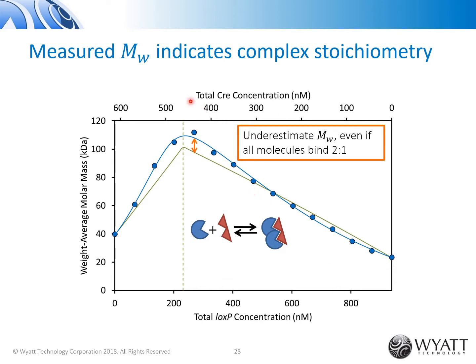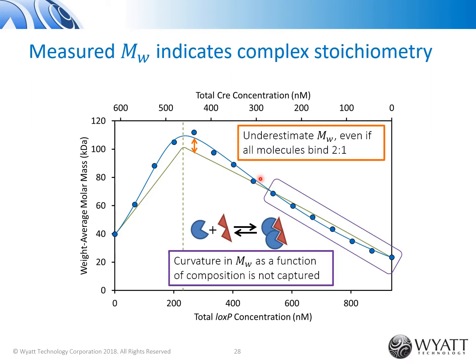So first, even assuming that all of these sites are saturated, we're still underestimating the actual molar mass that we measured. So this suggests that there's higher order structures being formed. It's not just our usual 1-to-1 and 2-to-1 complex. Second, we can see some curvature at the high ratios of DNA to protein that is not being captured by a simple 2-to-1 model. So fortunately, since we're measuring this molar mass directly, we don't actually need to make any assumptions about the binding sites in order to fit this data. We can let the data be our guide to the right binding mechanism.